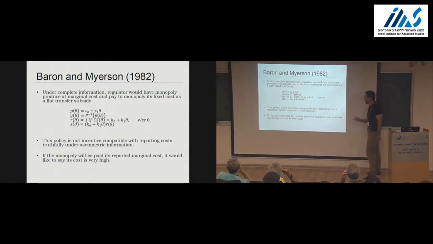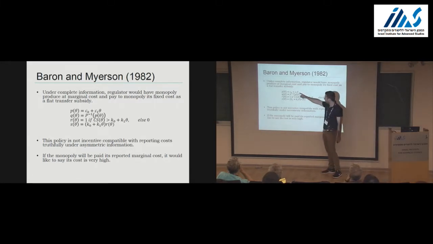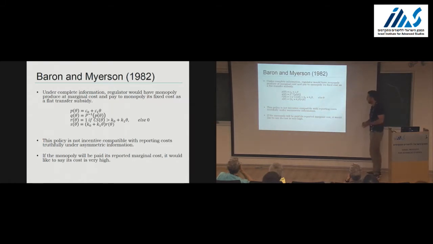But clearly that's not going to be incentive compatible if there's private information, because they get a higher price if they report a higher theta. So in this scheme, this is not optimal, because the firm will just say my theta is the upper bound and raise its price as high as possible.